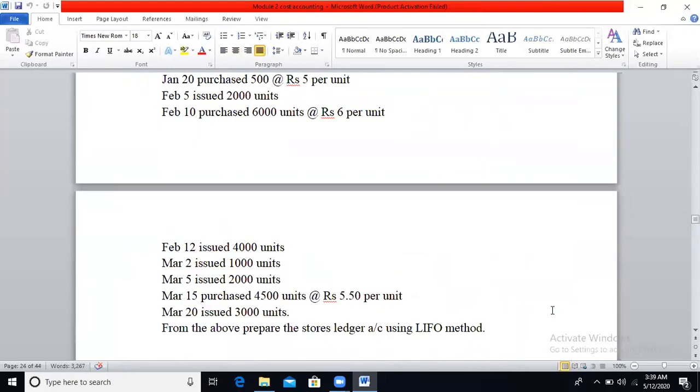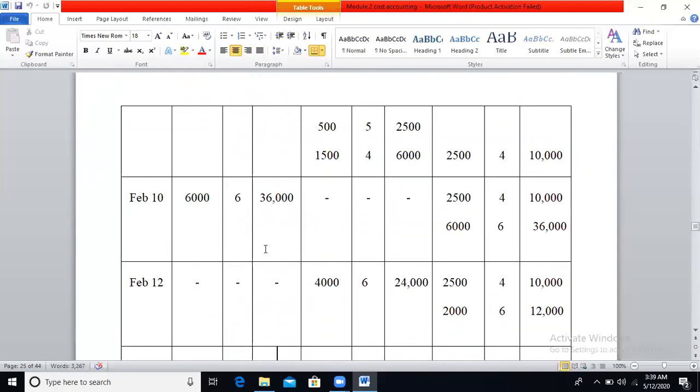The next transaction is February 12th, we are making an issue, that is issue of 4,000 units. See the issue column. You have to issue 4,000. So how will you issue, at what price will these 4,000 units be issued? See the last purchase units or the last balance in the balance column in case of LIFO method. In case of FIFO method, you have to see the first balance, because first purchased materials will be given priority to be issued. So out of 6,000, we can issue 4,000.